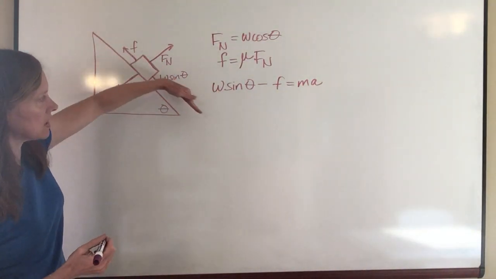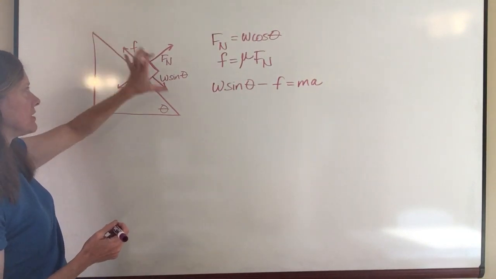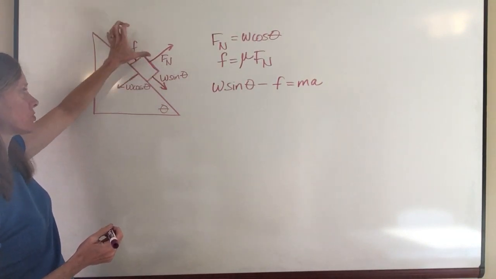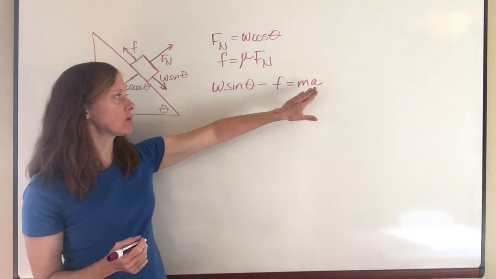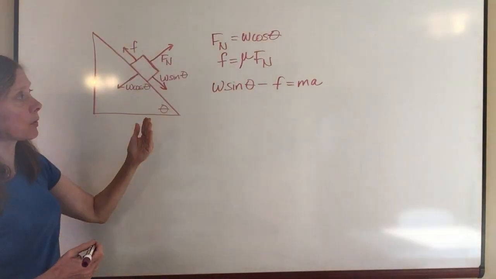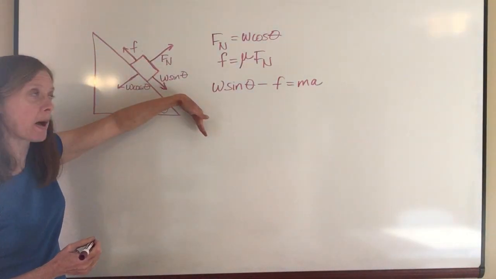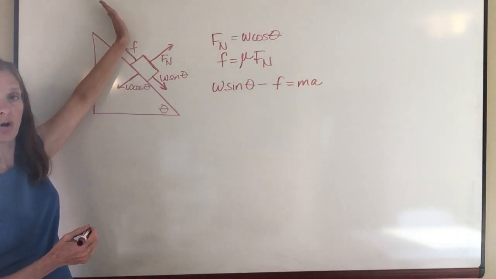This is what's pulling the object down. The friction is holding it back, and then the sum of these two forces is going to be equal to the mass times the acceleration. Now I said sum, so basically what I'm doing is I'm defining the direction down the slope as positive and the direction up the slope as negative.